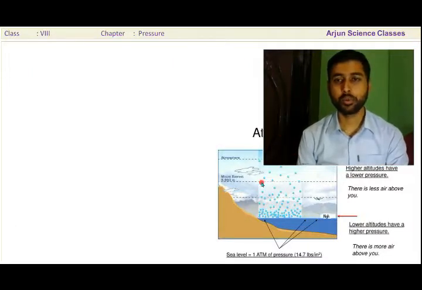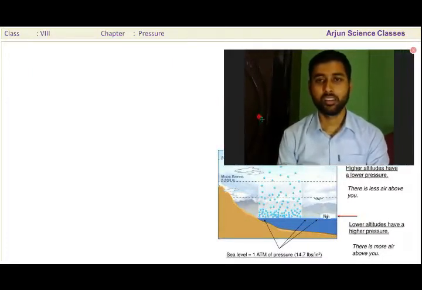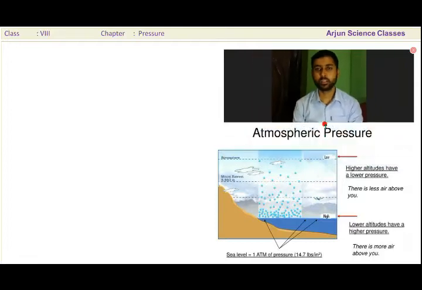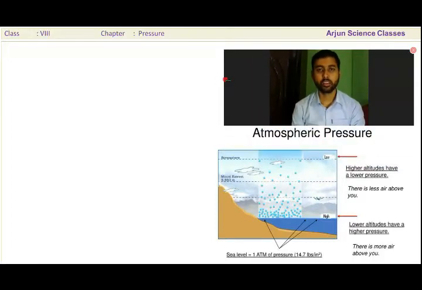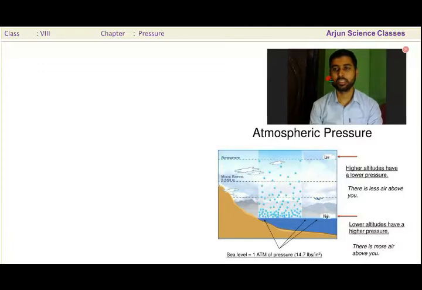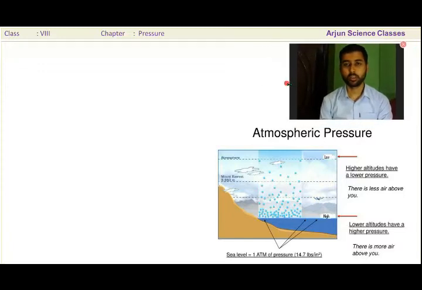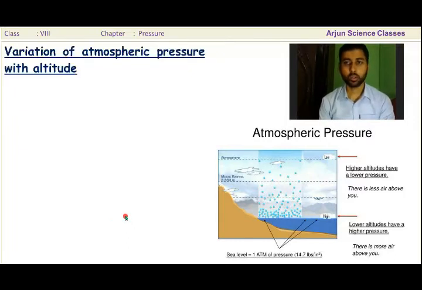Dear students, in the previous class, we had discussed atmospheric pressure, that is the pressure exerted by the atmosphere. Its value is 760 mmHg at sea level, and this is also known as 1 atmosphere.